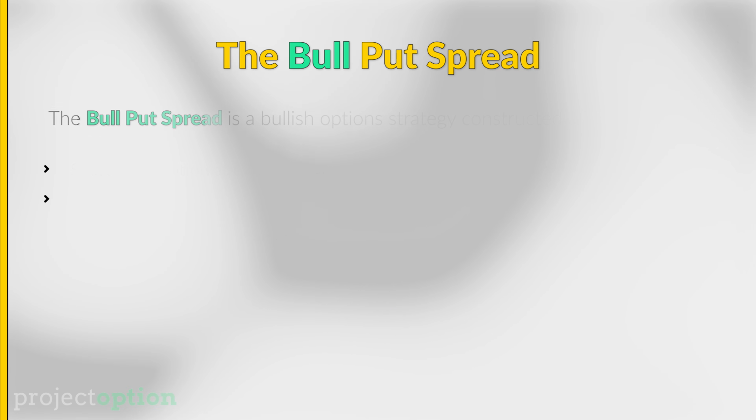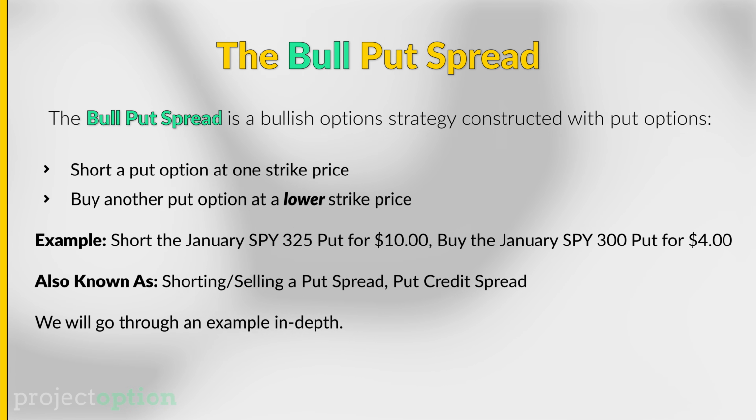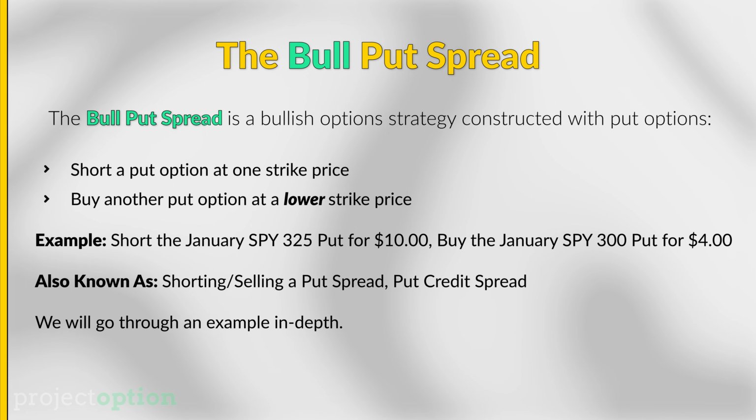All right, let's move on to the second bullish vertical spread, which is called the bull put spread. As the name suggests, a bull put spread is a bullish vertical spread constructed with put options as opposed to call options, which we just discussed. To set up a bull put spread, a trader will short a put option at one strike price and purchase another put option at a lower strike price.